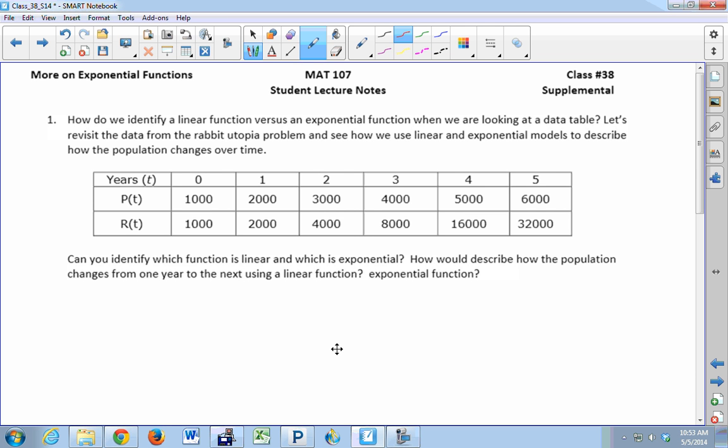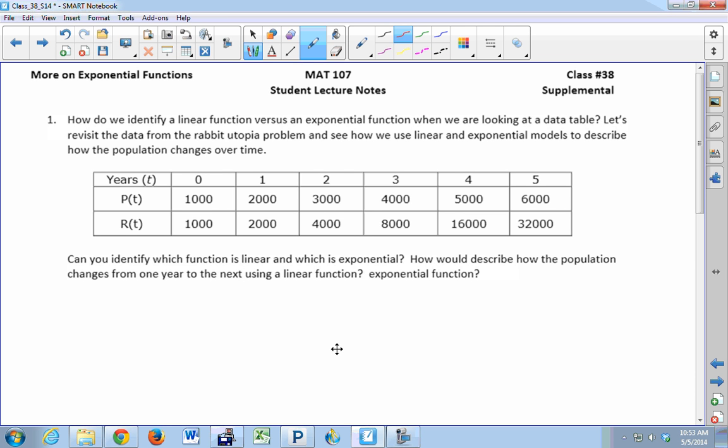All right, so here's, I think, some data that you are all pretty familiar with, right? The Rabbit Utopia data. And so the question that we're going to be asking for the next 15 or 20 minutes is, if we're looking at a data table, how do you determine whether the data is linear or exponential? So what I'd like you to do at your seats with your table mates is to identify which of these functions first is linear and which one is exponential.